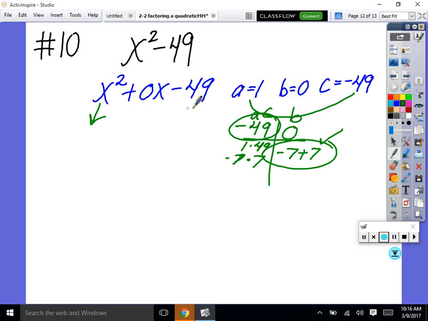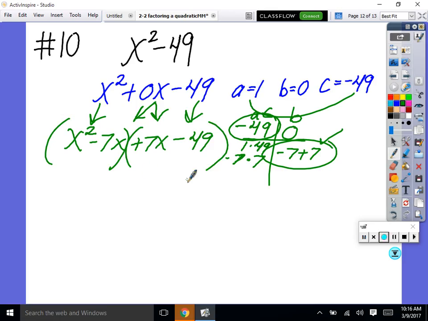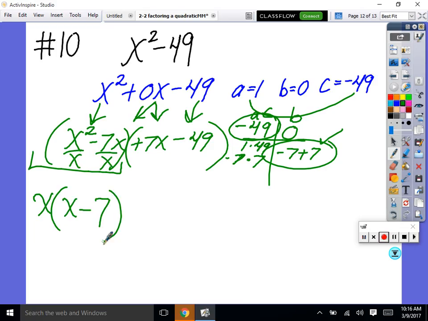So we drop, and we break. Drop down x squared, drop down negative 49, and then rewrite 0x as negative 7x plus 7x. Then we group, factor out the thing in common, which is x, divide by x, x minus 7. Are we all seeing this? Am I going too fast? Now you're good. You're sure?